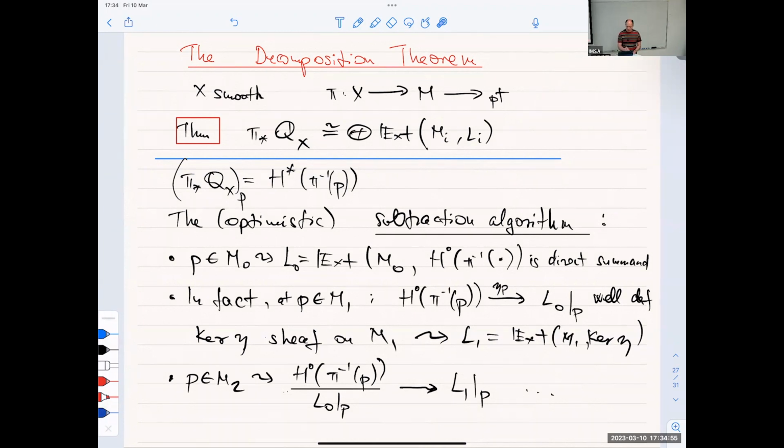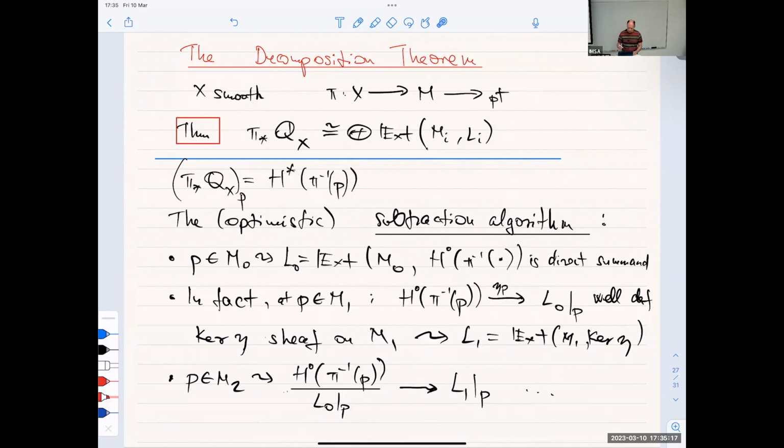Okay, so now I am explaining this. I write "optimistic" because I assume certain things. If you just do it for absolutely any case, it's not going to work. But in our case, it does work, so you need to verify some technical things. Suppose that they were true, then the following subtraction algorithm works.